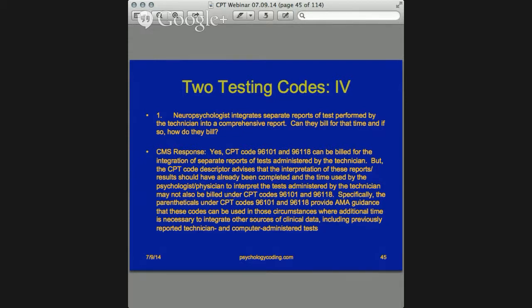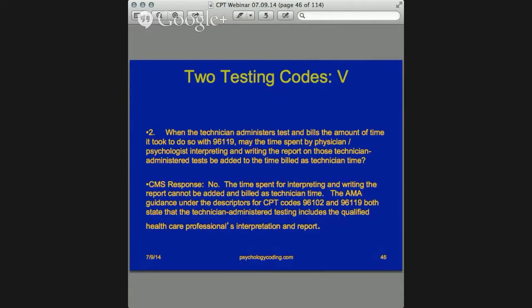When a singular test is interpreted under 96119 or 102, that is intended to capture the singular interpretation of that test totally out of context with any other information regarding the situation. And with that in mind, in essence, we have a situation that makes it almost impossible for an individual to not capture the professional work that's involved. It's important that you appreciate that the CPT system is intended not to overbill, but it's also intended not to underbill. Okay?